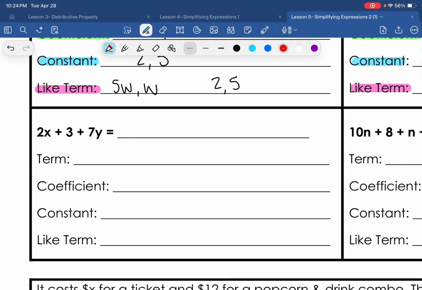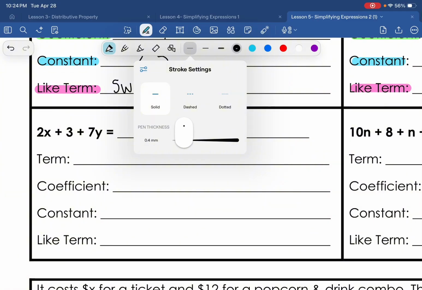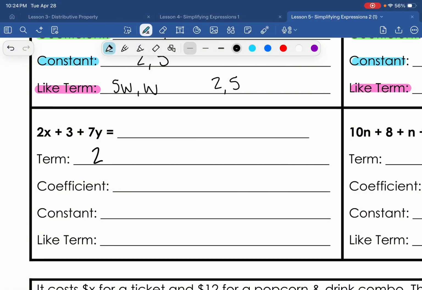All right, let's do another one. Okay, terms, again, separated by an operation sign. So we have 2x, 3, and 7y.